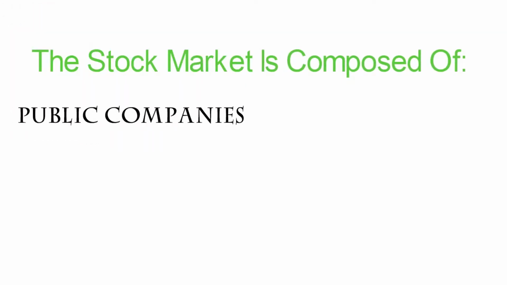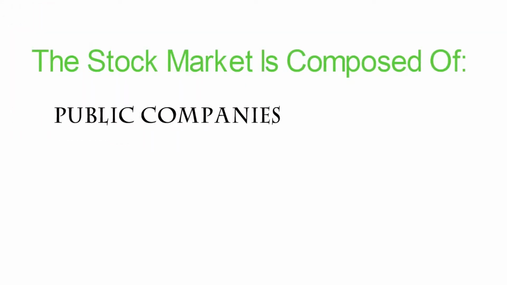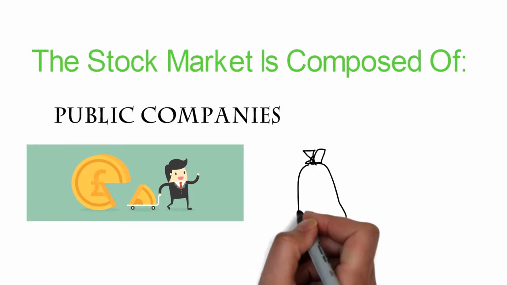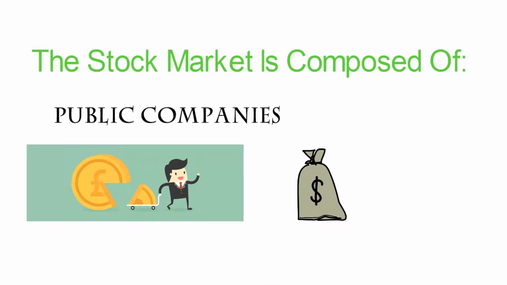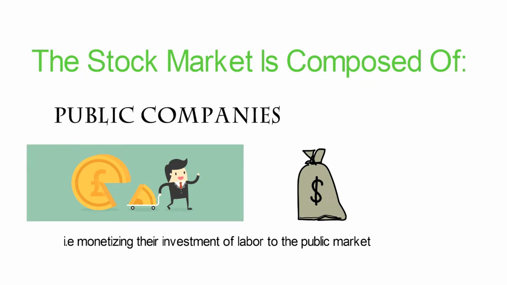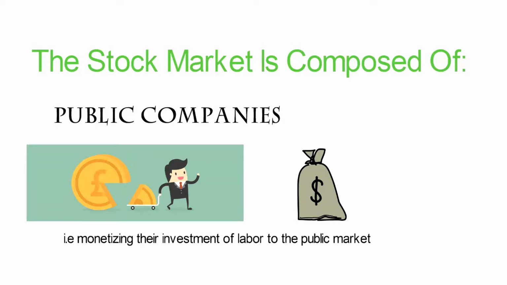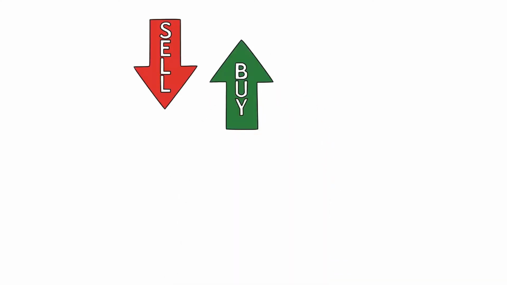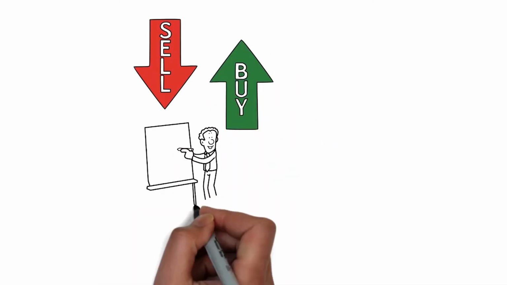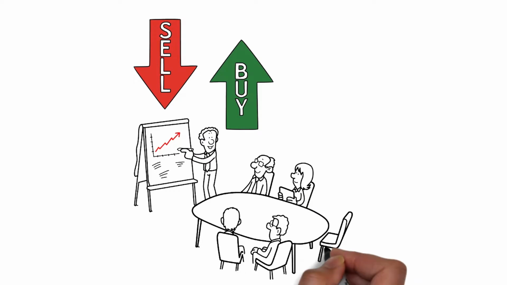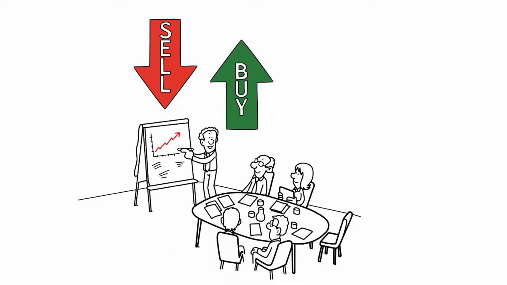The stock market is composed of public companies that have sold private shares to the public, and they receive cash from the public for those shares. They're basically monetizing the investment of their labor by bringing it to the public market. Once those shares are out there, other people can buy and sell them. And so it gives the management and the owners of the company a sense of the value of their company, because there are a lot more people trading their shares.